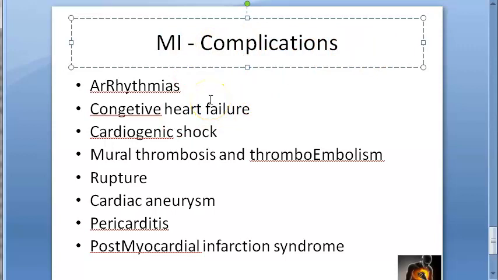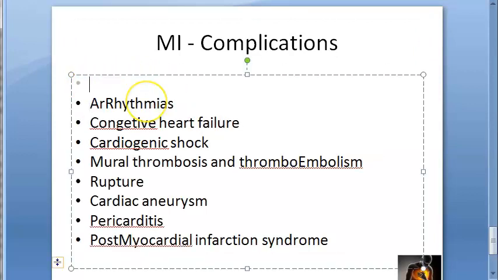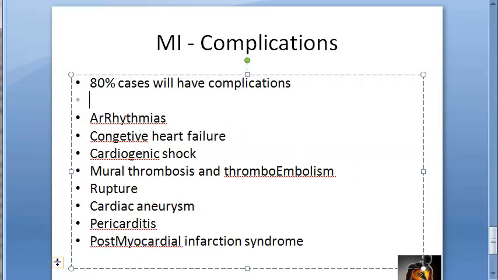So immediate mortality is about 25% from acute myocardial infarction, sudden cardiac death. Otherwise you can see the complications here. You can say 80% of cases will have complications, and in 25% of cases there will be death. Immediate mortality can happen. Now look at the complications.